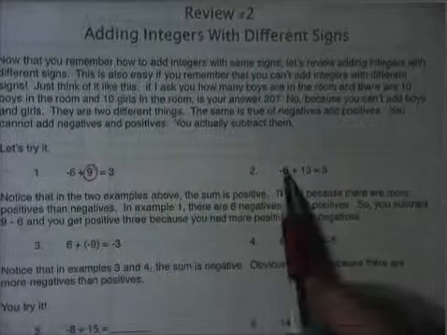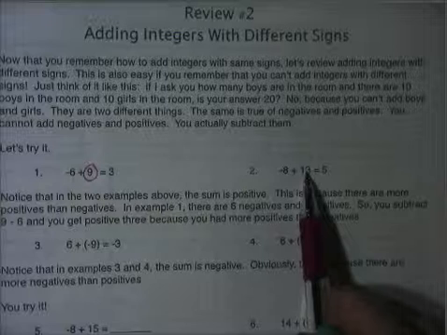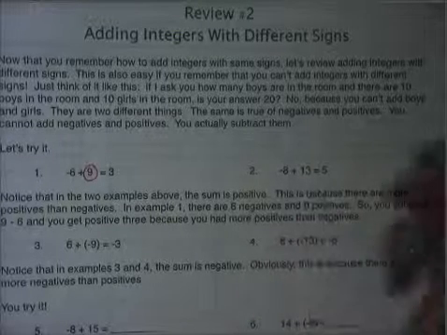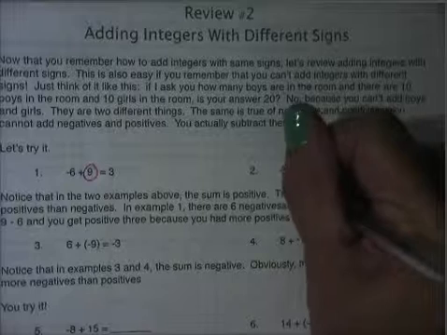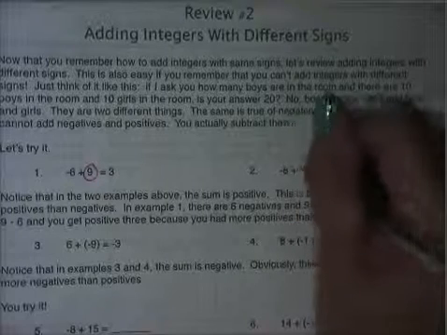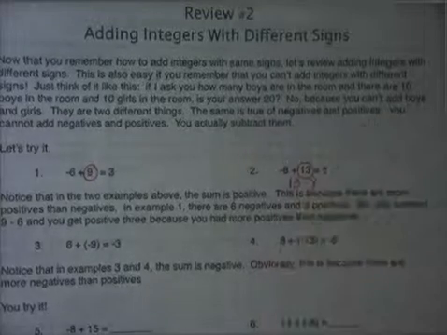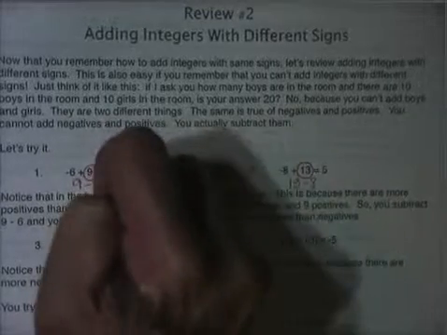Number 2, I've got negative 8 plus 13. I can't add them together because one's negative and one's positive. So I have 13 positives, I have 8 negatives, so I have 5 more positives. Because I have more positives, my answer is positive. So basically what I'm saying is 13 minus 8. Here I was saying 9 minus 6.